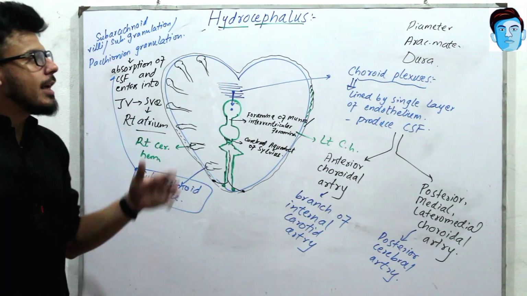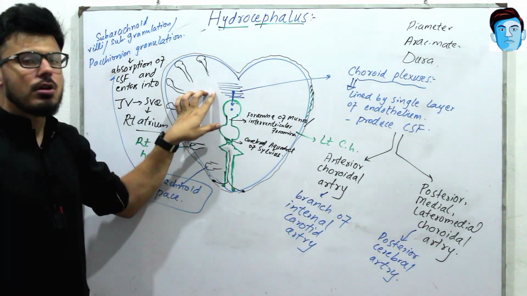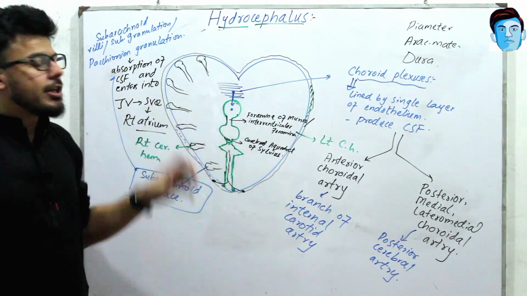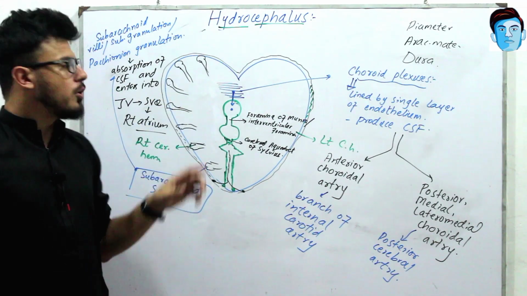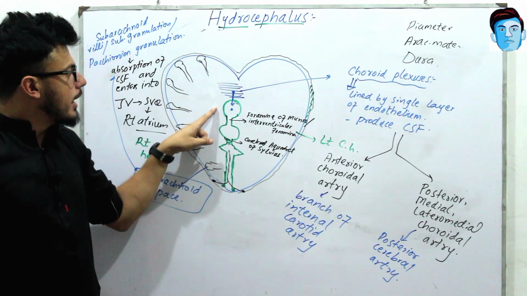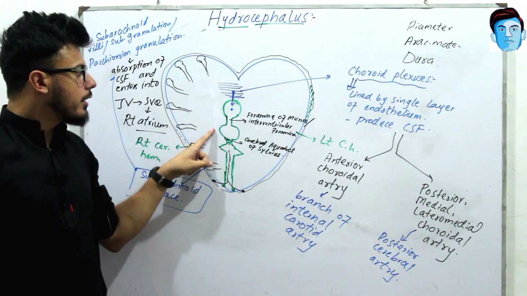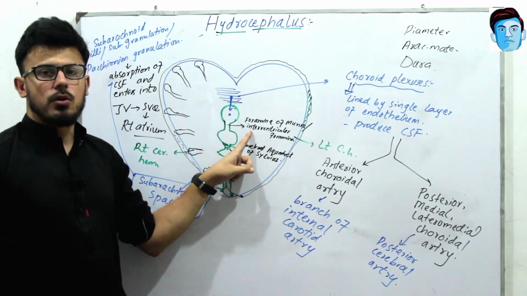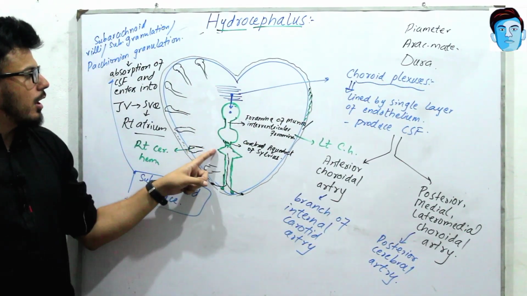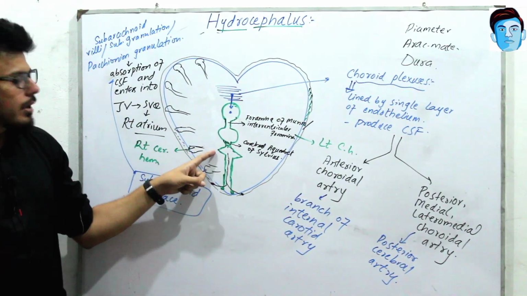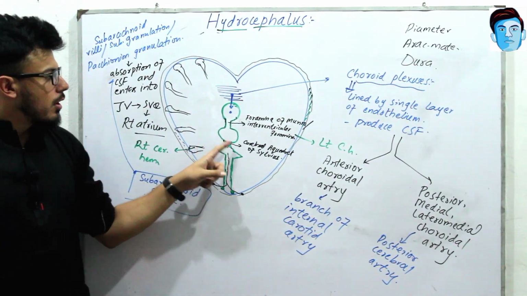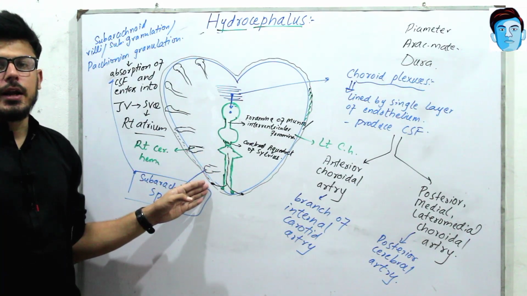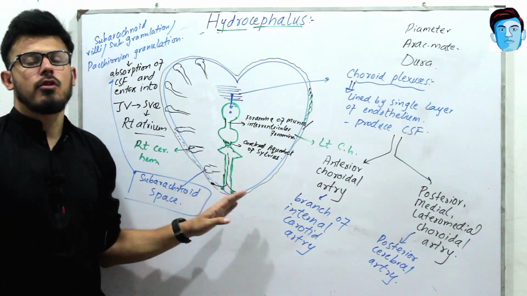So I repeat, the CSF is produced by a bunch of capillaries termed the choroid plexus. After that, the CSF shifts to the lateral ventricle, and it is important that the maximum CSF is produced in the lateral ventricle. After that, the CSF shifts to the third ventricle with the help of the foramina termed the foramen of Monro or interventricular foramina. Then from the third ventricle it reaches the fourth ventricle through the cerebral aqueduct of Sylvius. After that, the CSF enters the subarachnoid space with the help of the foramen of Magendie and foramen of Luschka.